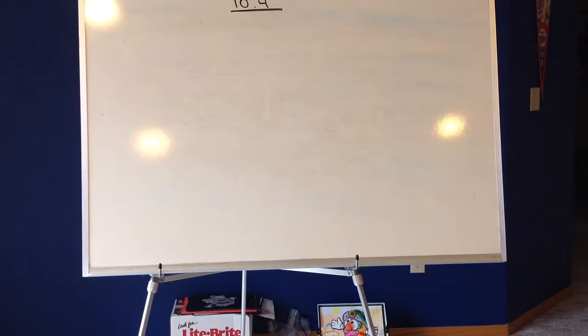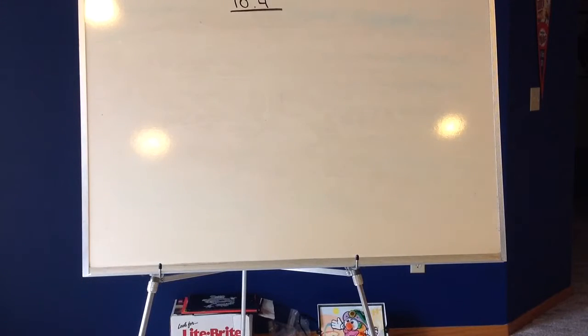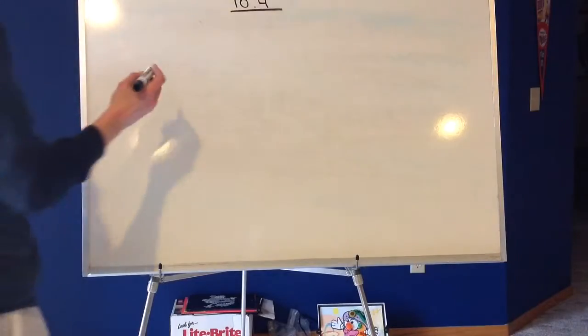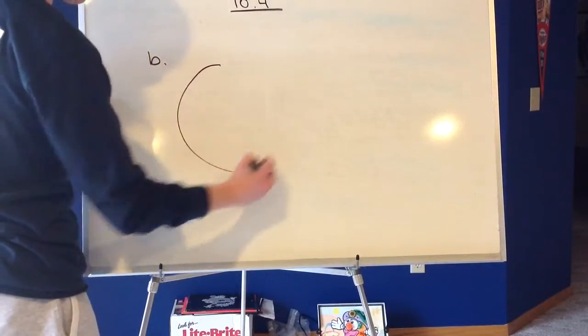So for example 2, the first one is fairly easy. I think you can figure out that they would both have to be 32 because they both share arc SR. So I'm going to go ahead and jump to B. It's the same idea.